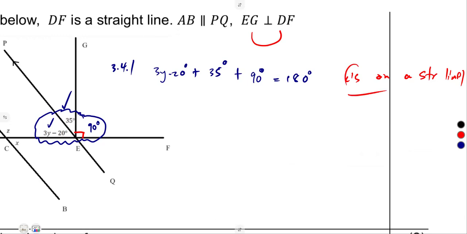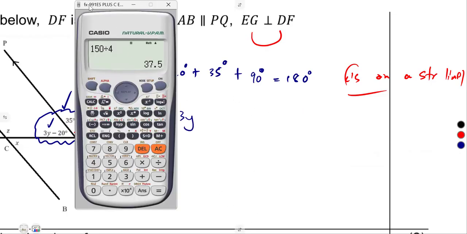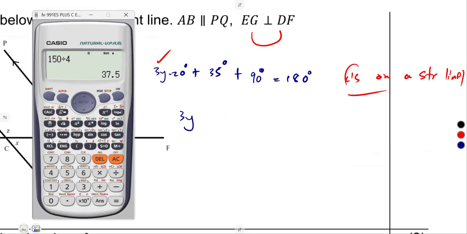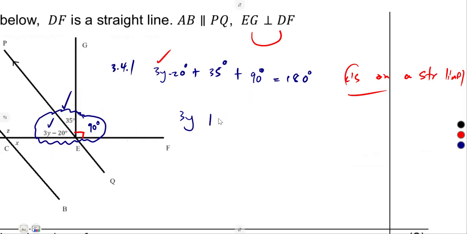Okay, so let's combine our y. It's just y, only one part there. That is 3y. Then combine these numbers: minus 20 plus 35 plus 90 degrees. Just add. That's 105. All right, so 105 is equal to 180 degrees.